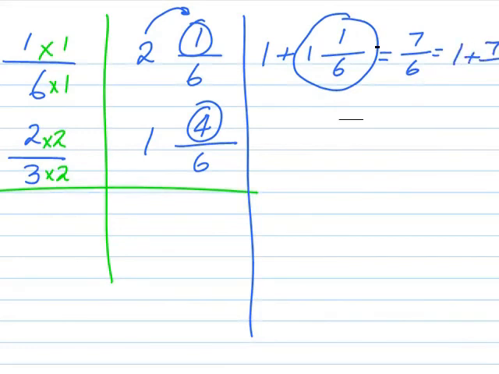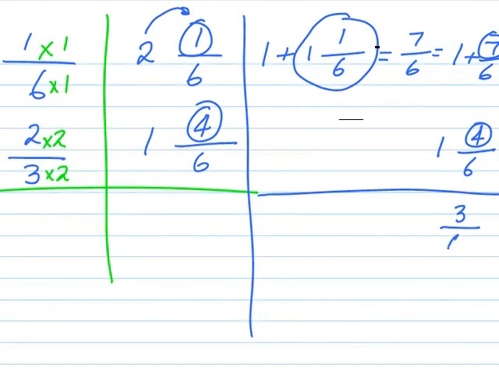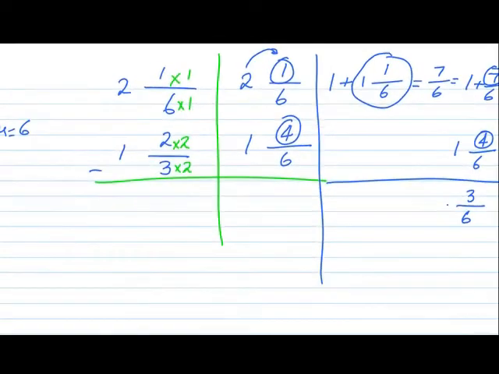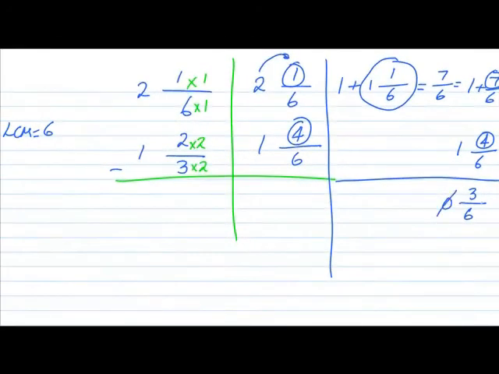And what did I have before? 1 and 4/6. Now the beauty of that is the 7 is bigger than 4. That means I can subtract. And 1 minus 1, that's 0. And 0 doesn't count, so you have 3/6, which is the same as, let's go and simplify, 3 divided by 3 is 1. 6 divided by 3 is 2. So simply we have 1/2.